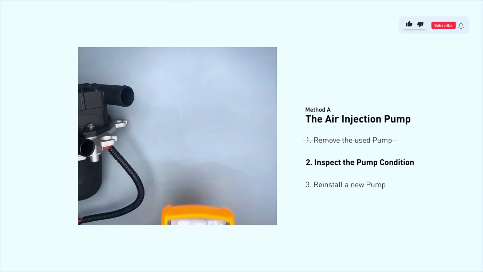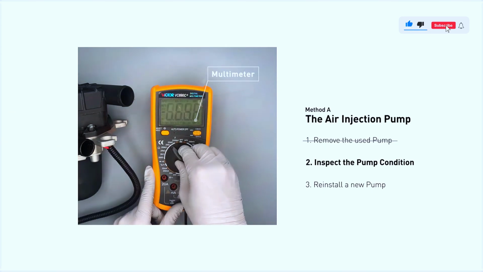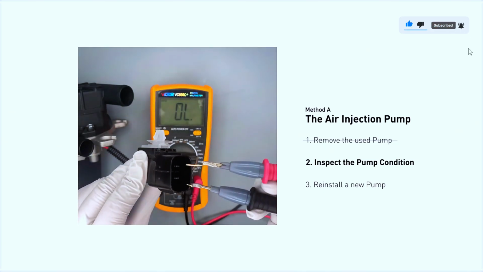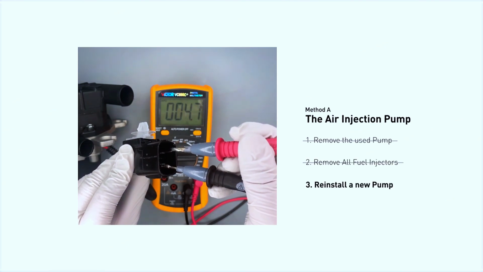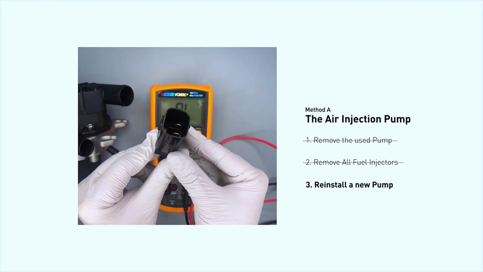Use a multimeter to test the air injection pump. The standard resistance should be close to 0 ohms. If you get a high resistance reading, this indicates the air injection pump is faulty and needs to be replaced.